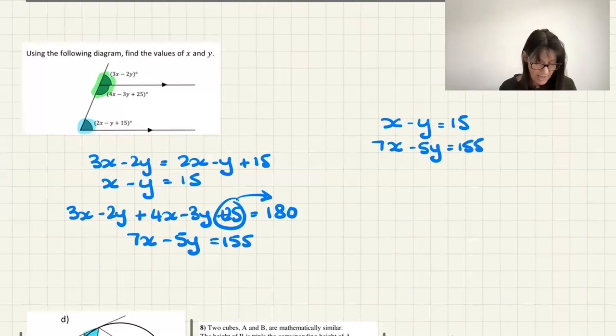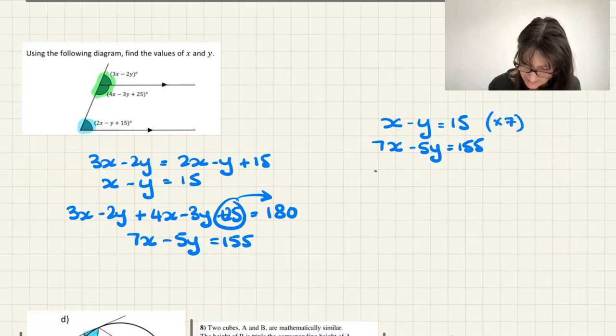Okay, I am not good to go, not just yet, because my simultaneous equations, whilst they're written, they are not matching at the front here. So that's my first job. I need to get 7x. So I'm going to times this one by 7. It's going to give me 7x minus 7y equaling 105.